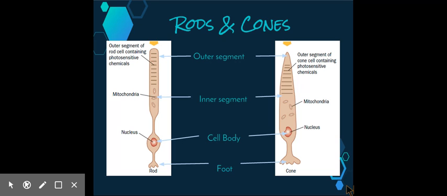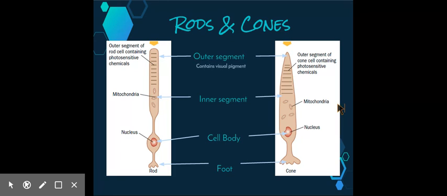Rods and cones are named after the shape of their outer segments. As we can see in the image, in the rods, this segment is long and narrow, and in comparison, the cones tend to have a shorter outer segment that is conical in shape, hence the name cones.